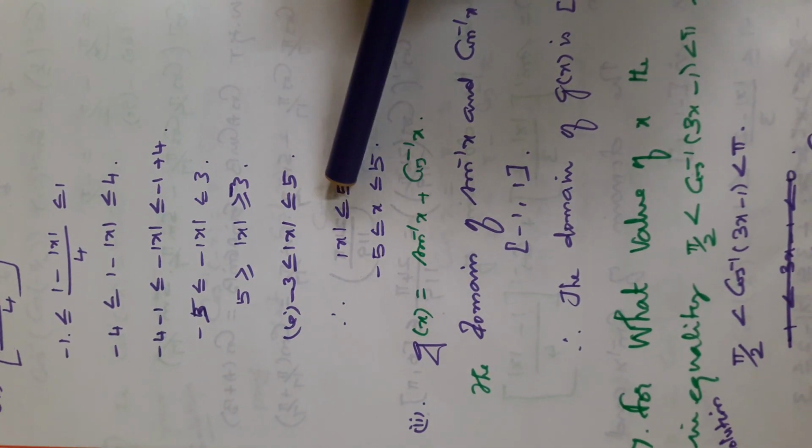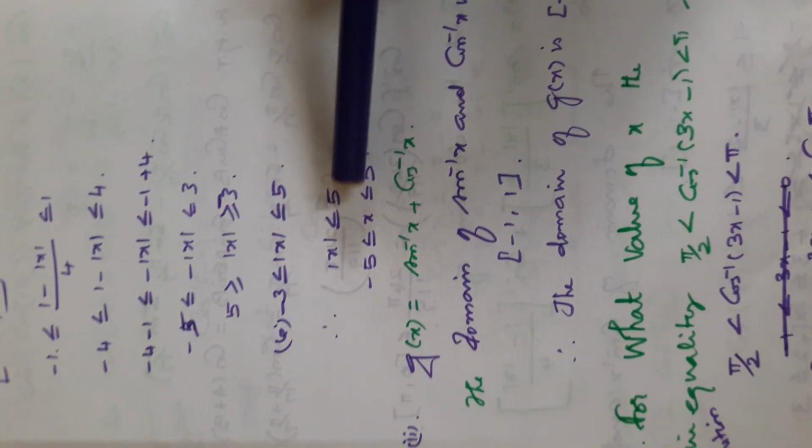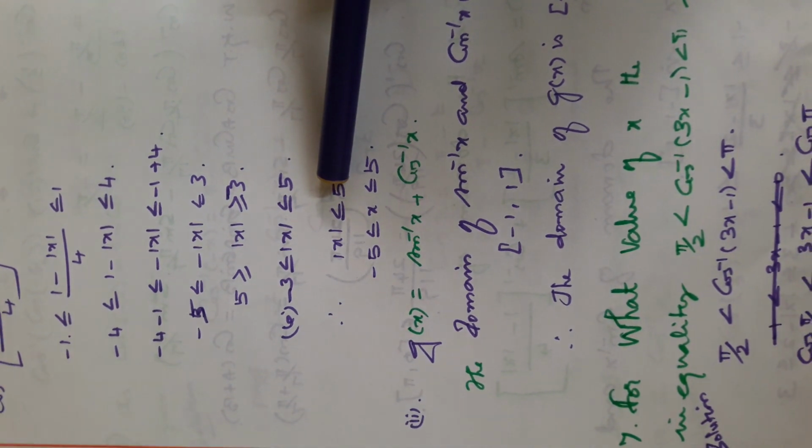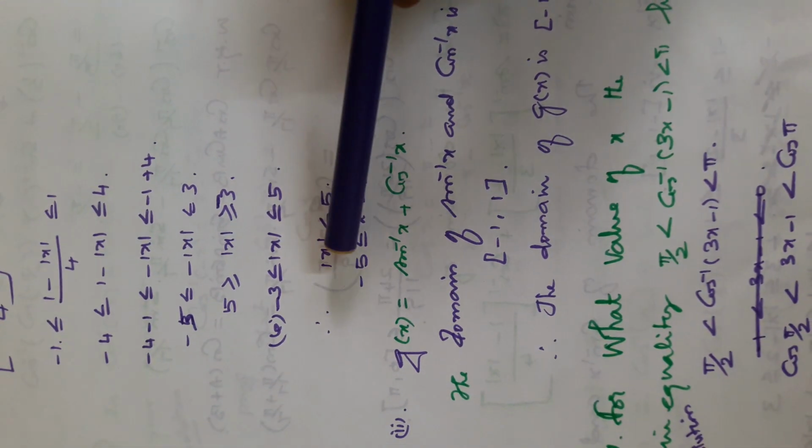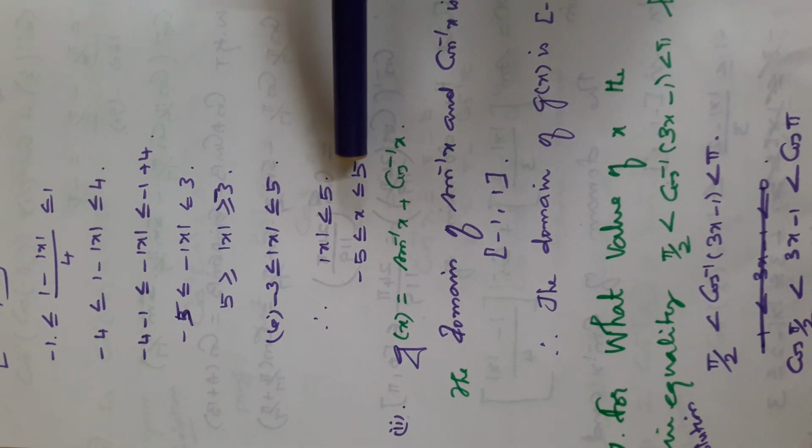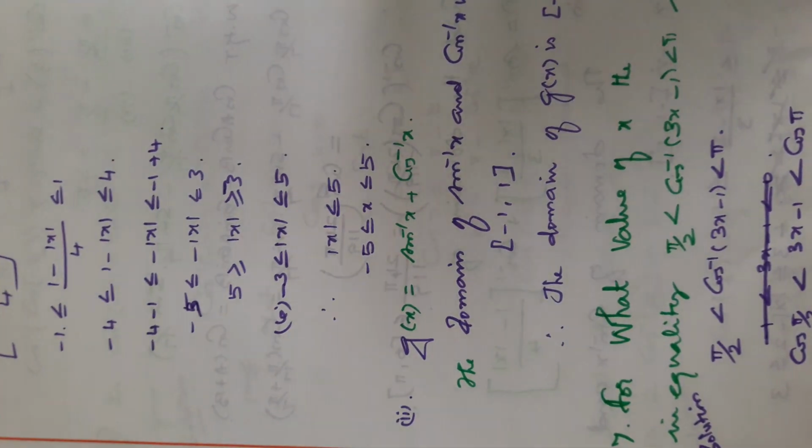That is again, we are getting mod x is less than or equal to 5. In case 1 it is also less than or equal to 5, case 2 also less than or equal to 5. So minus 5 less than or equal to x less than or equal to plus 5 is your answer.